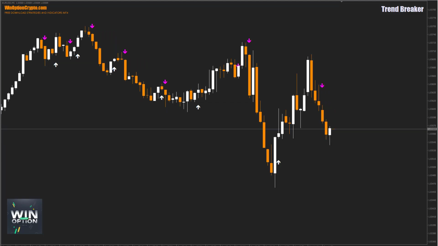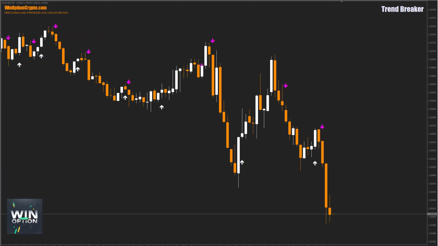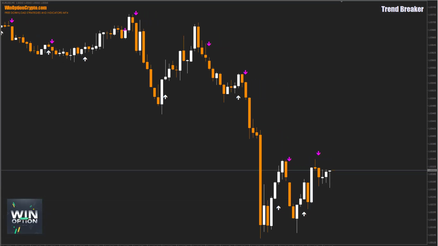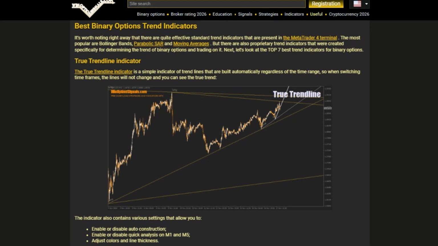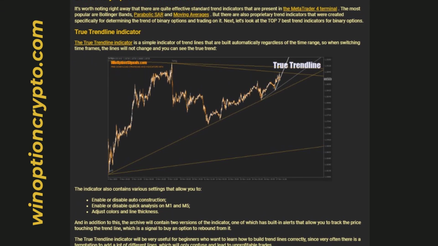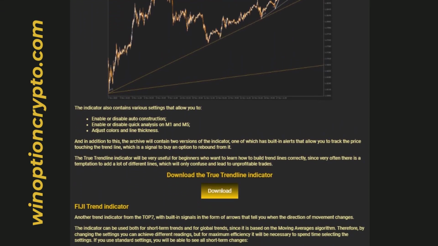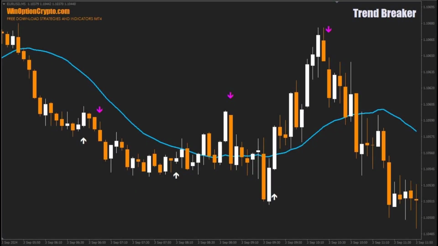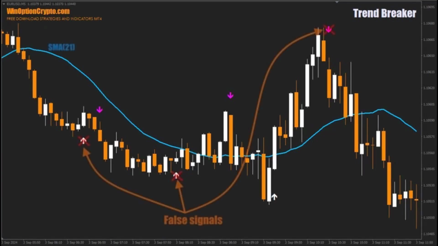Aggressive traders can try trading on every signal from the arrow indicator. However, we do not recommend doing this and suggest adding a trend filter of your choice. If you find it difficult to do this, we recommend choosing one of those we described in detail in the article Best Binary Options Trend Indicators. To simplify things, we will use the standard simple moving average indicator with a smoothing period of 21 candles.